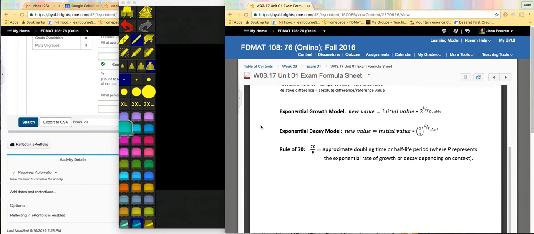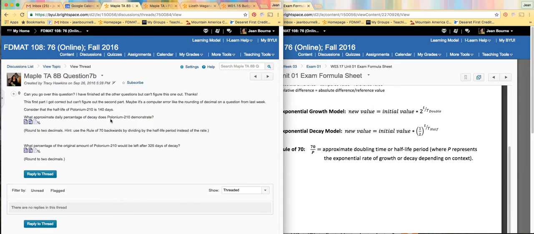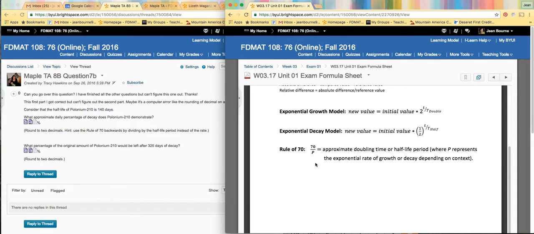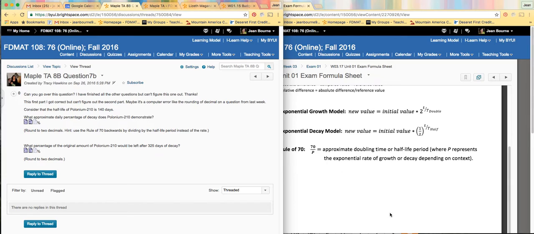Okay, I'm going to go over this problem that Tracy posted. Some of the numbers are different on other problems, but the format's the same. We're going to start off with our rule of 70. It says, consider that the half-life of polonium-210 is 140 days. What is the approximate daily percentage?